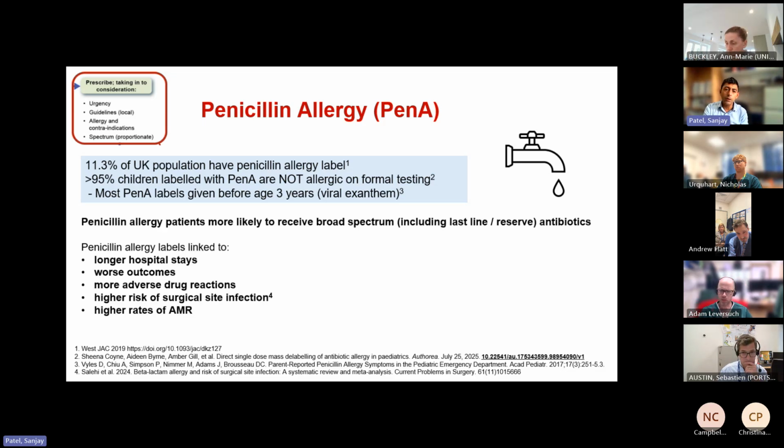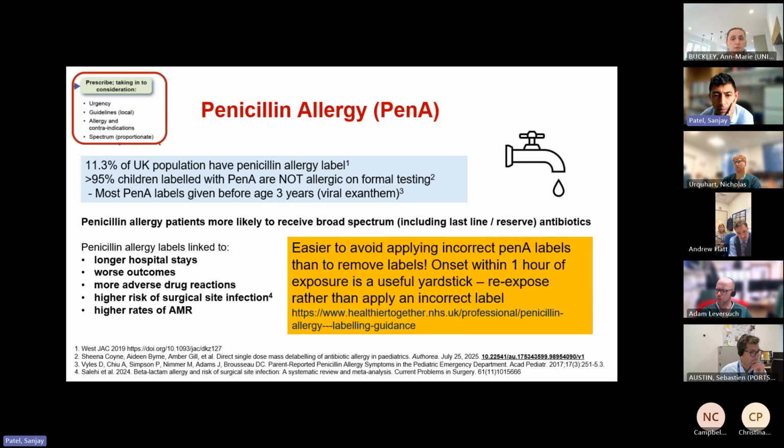However, if you label someone with a penicillin allergy, clearly the impact will be that they're going to end up with a non-beta-lactam antibiotic, such as clarithromycin or azithromycin. And when you do that, you end up having worse outcomes because they're not as good. You end up having more adverse drug reactions. You drive more antimicrobial resistance. And overall, in the long term, these patients have worse mortality and morbidity at population level and higher rates of AMR. So incorrect labeling of penicillin allergy has a significant impact on patients.